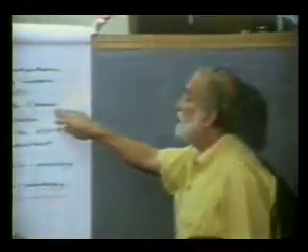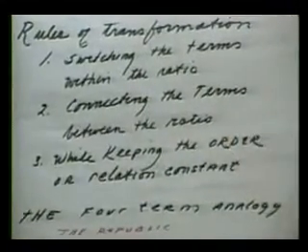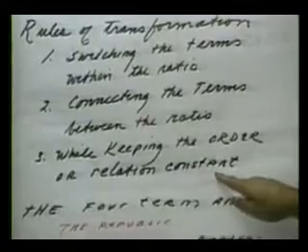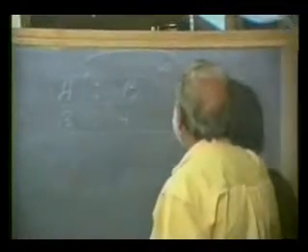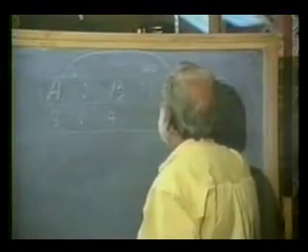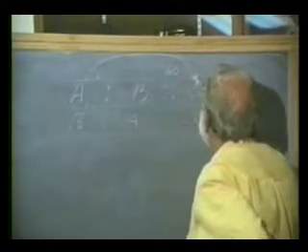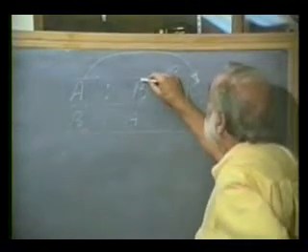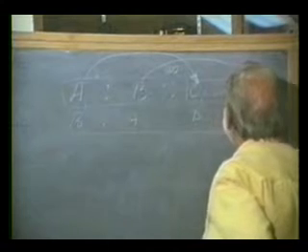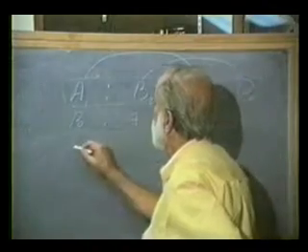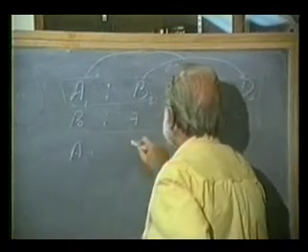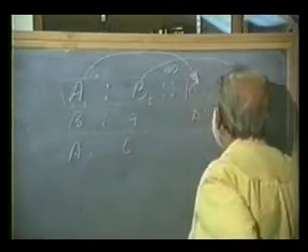Second, we can connect the terms between the ratios, but keeping the order of the relation constant. What does that mean? That means we can now connect terms between ratios. If I take the first here, I take the first here. If I take the second here, I take the second in the second ratio. So therefore I've generated another one. A is to C as B is to D.